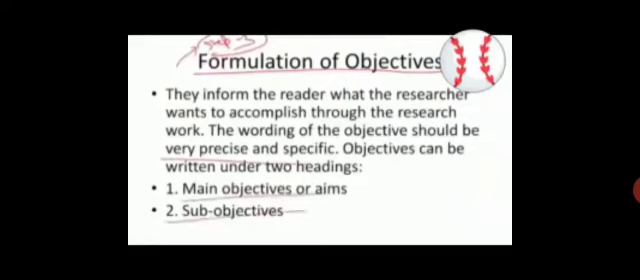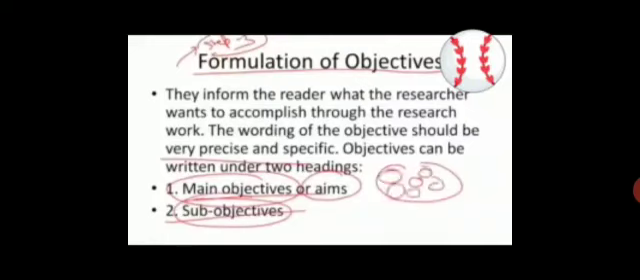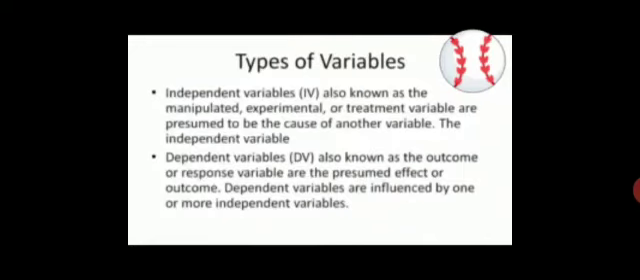Main objectives are those objectives which are relevant to your main research questions, and sub-objectives are those objectives which are minor objectives. They are not very much relevant to your major questions.